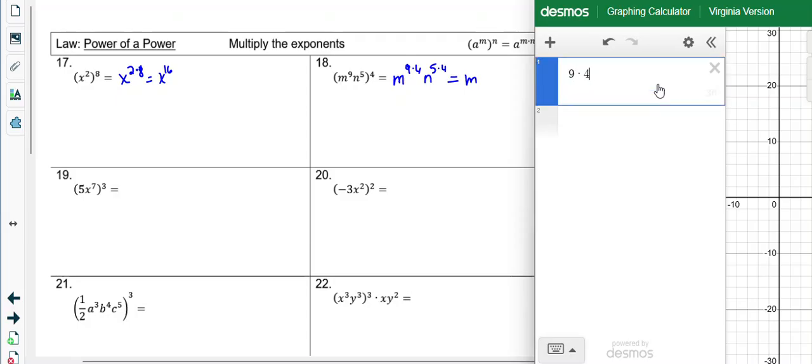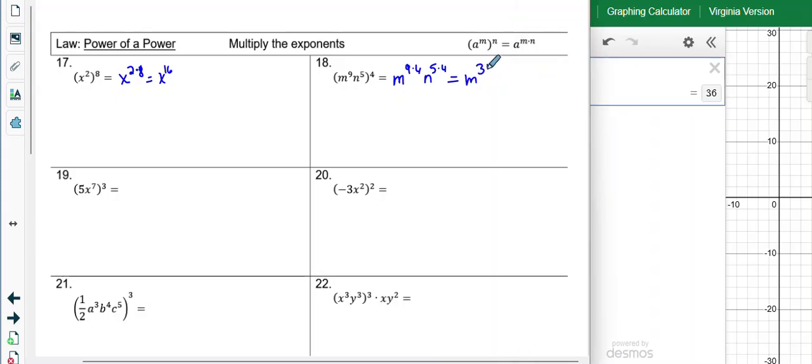9 times 4, which is 36. And then 5 times 4, which is 20. All right, for this one, now we have to be careful here because it's not just the 7 and 3, but the 5 is also inside of my parentheses. So I have to go ahead and raise that to the power of 3 as well.